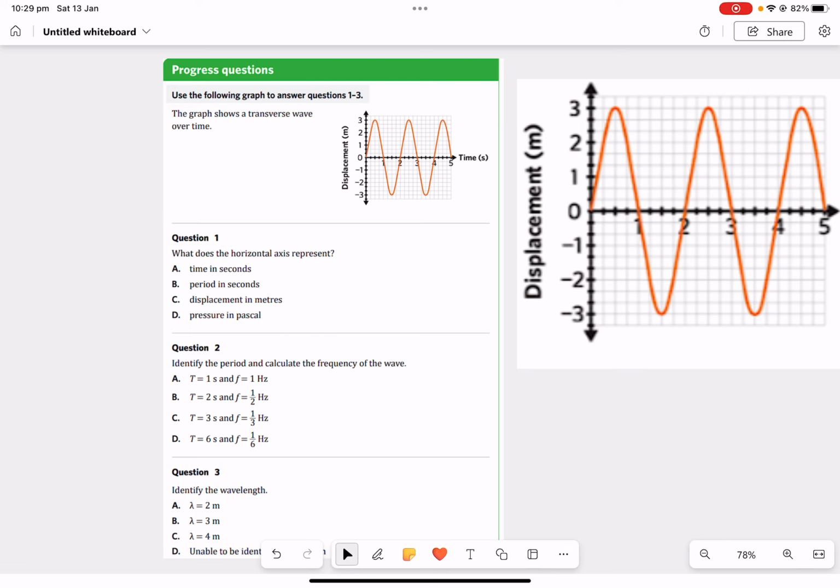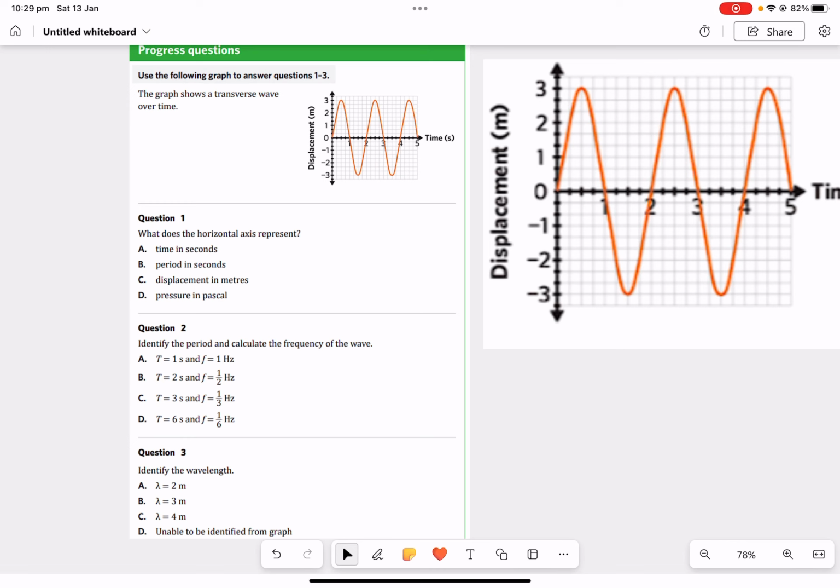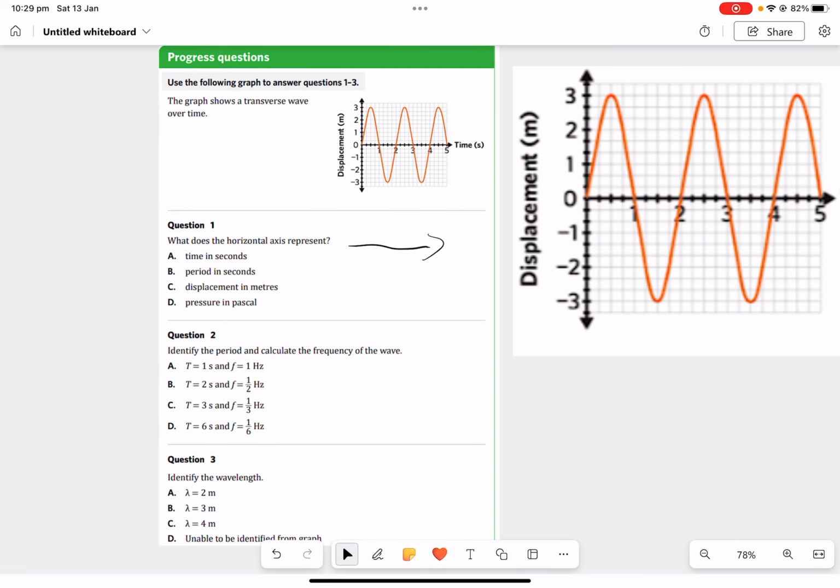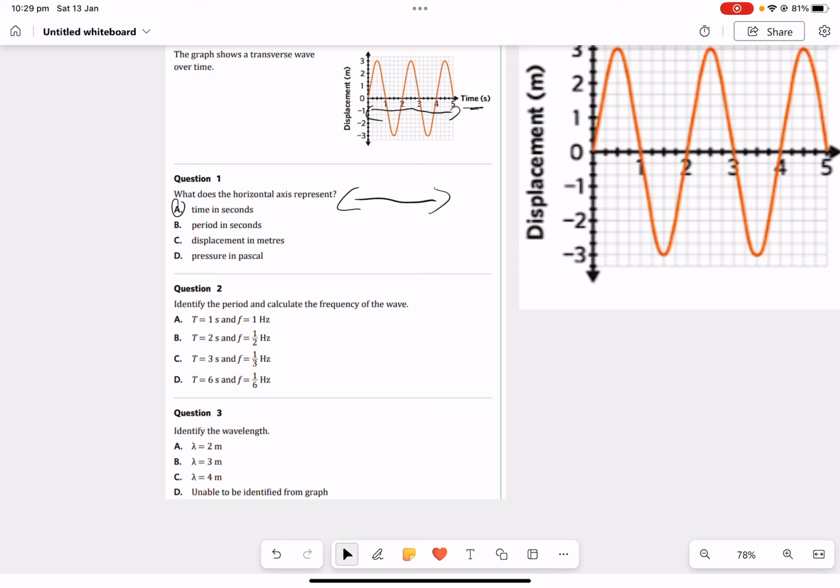As we can see here, the horizontal axis means left to right. And as we can see, left to right, we see that time is s, s meaning seconds, so we can assume it's A, time in seconds. B, calculate the period and calculate the frequency of the wave.